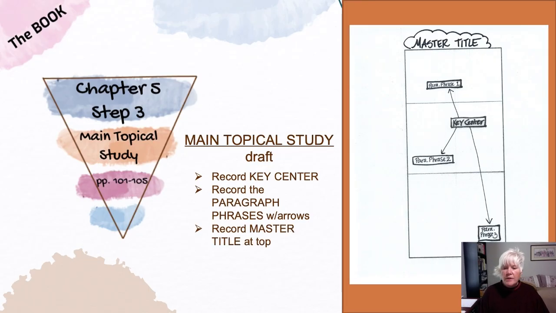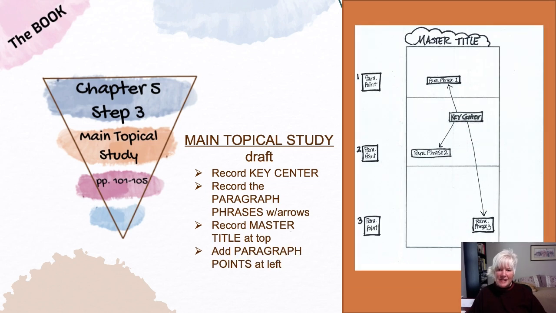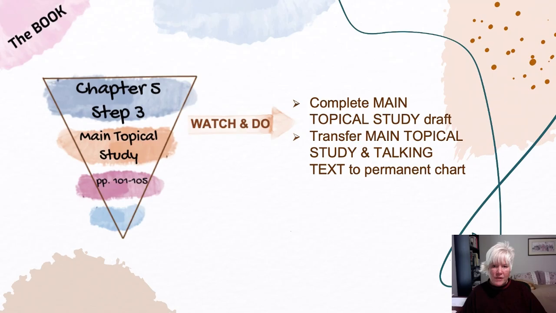Next, you record the master title at the top of the frame. Normally it's in your own words, but it can be direct from the key center text. If it's in your own words, try to include a strong word from the key center. And lastly, add the paragraph points in the left margin across from the corresponding paragraph phrase. These should be numbered so they are easily identified as part of the main topical study when your chart is complete.